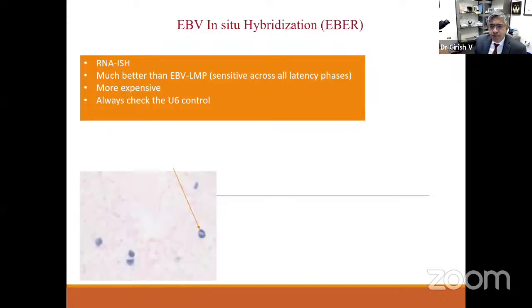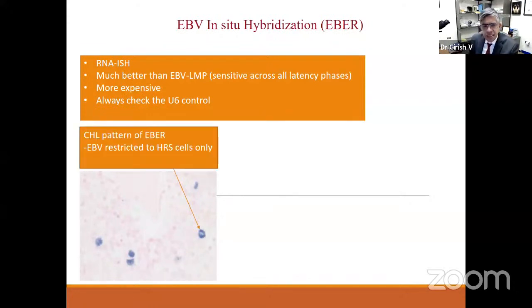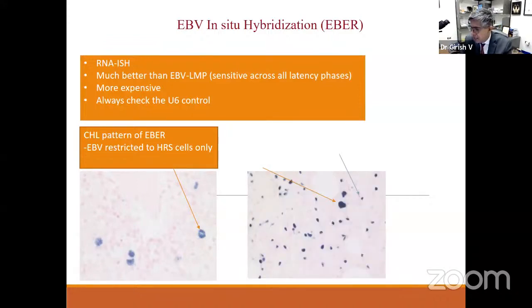So next, this is one pattern that I learned in my fellowship. This cell that you see is a Hodgkin cell. And I'll tell you, this is a marrow involved by Hodgkin lymphoma in an HIV patient. And HIV Hodgkin often is EBV positive. And this is the pattern called the Hodgkin lymphoma pattern of EBV, where the EBV is restricted only to the Hodgkin cells.